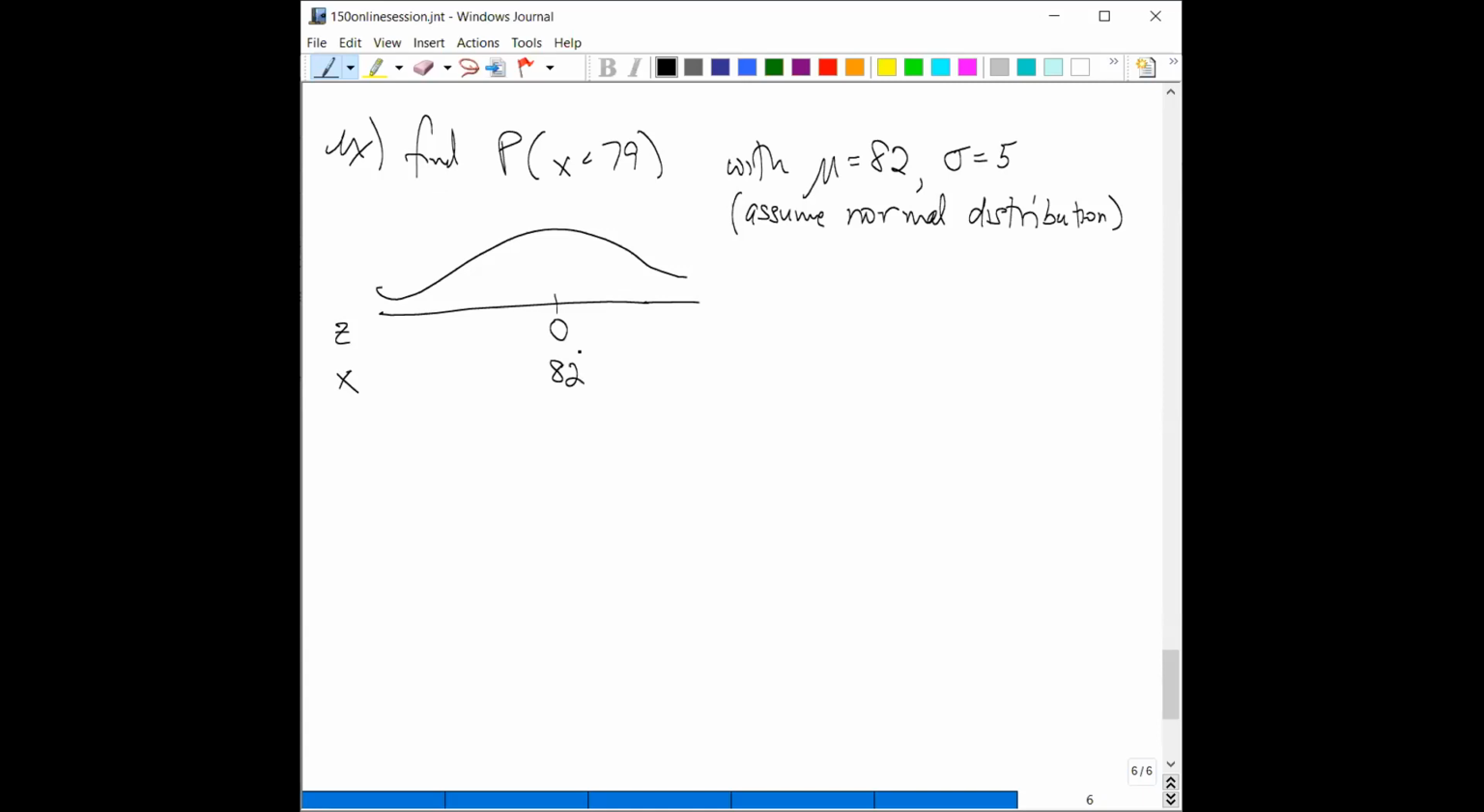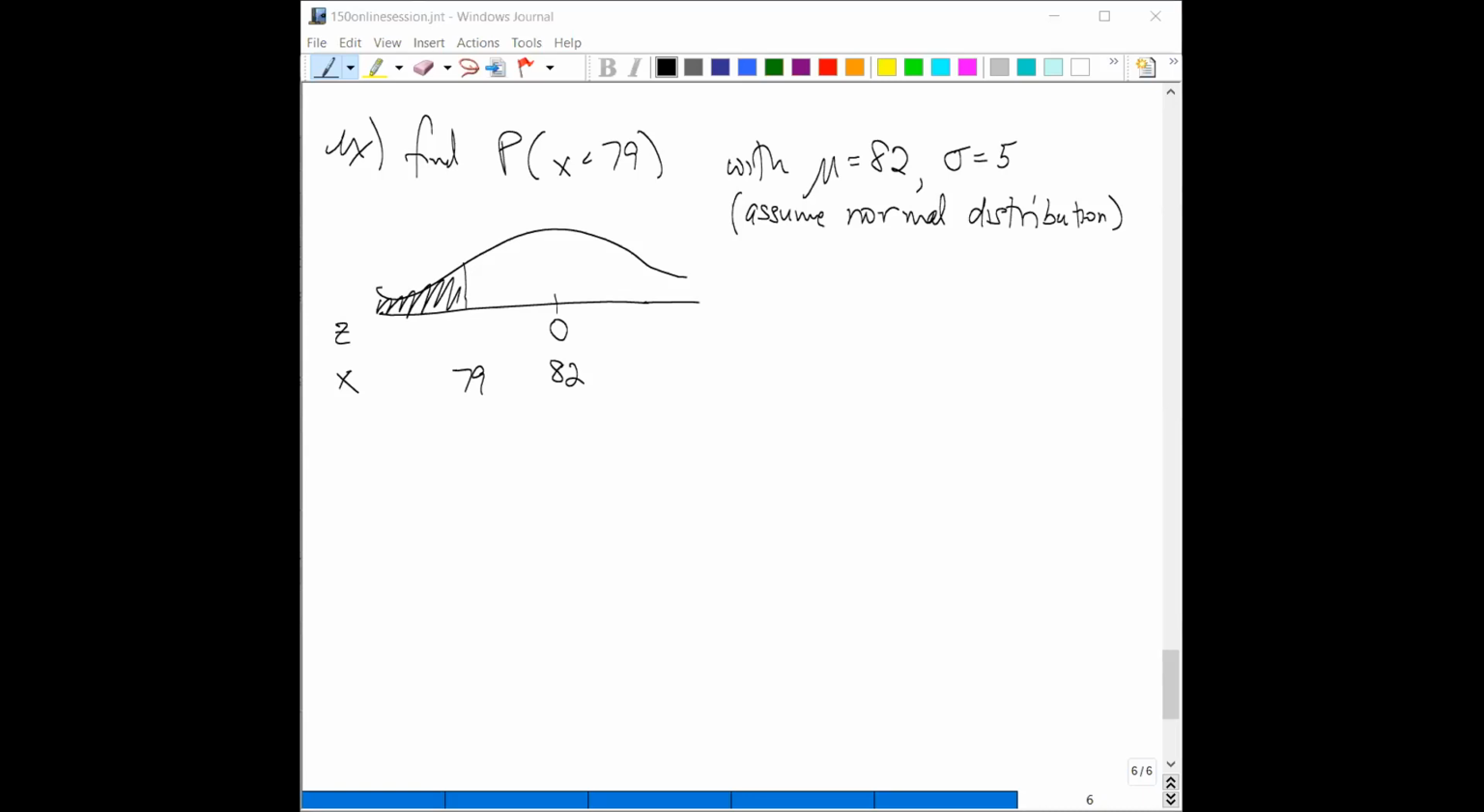Next, the question is asking about an x value of 79, so I'm going to mark that off. In particular, it's asking about x is less than 79. Less than, of course, is to the left. Okay. So now we've set up all the given information and the question as well.